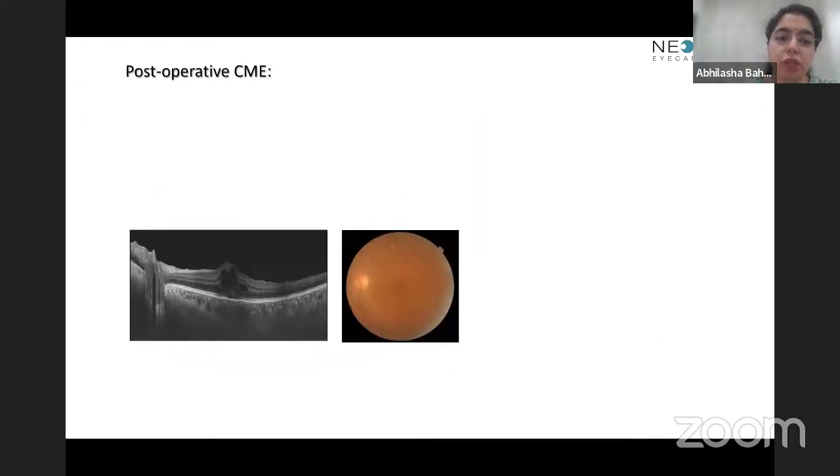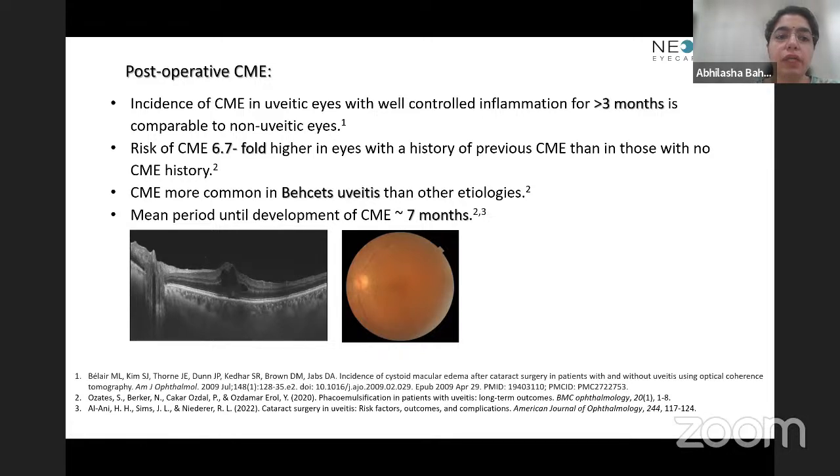Coming to postoperative cystoid macular edema. Now, this is the most vision-threatening complication in uveitic cataract eyes. The incidence of CME in uveitis with well-controlled inflammation for more than 3 months is comparable to non-uveitic eyes. The risk of cystoid macular edema is about 6.7-fold higher in eyes with a history of previous CME than those with no history of CME.